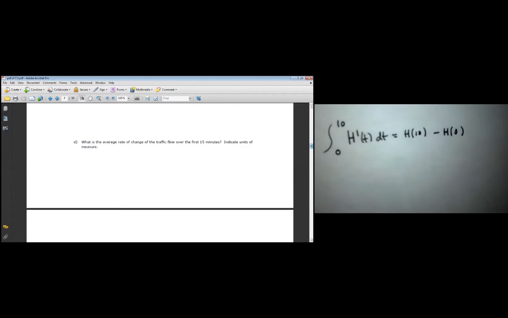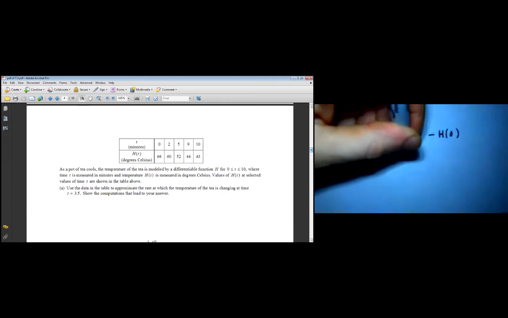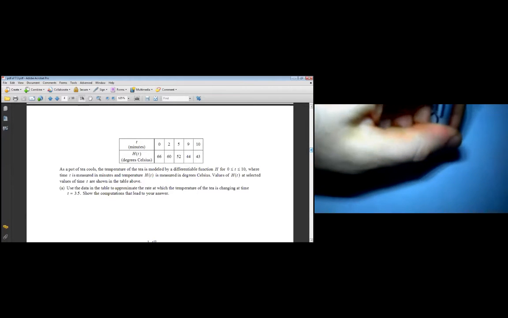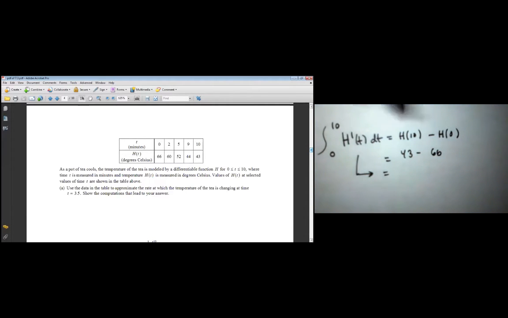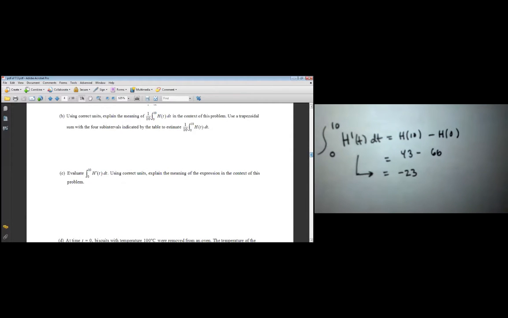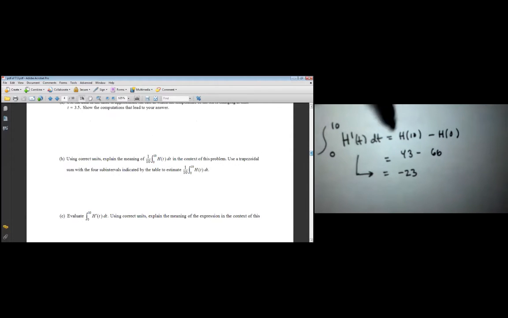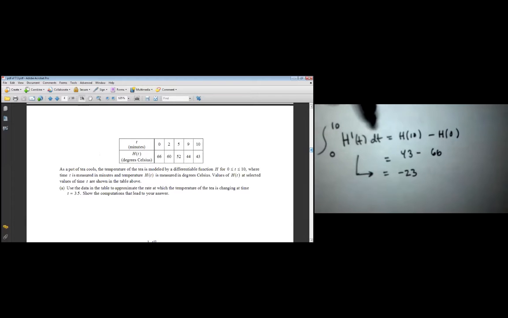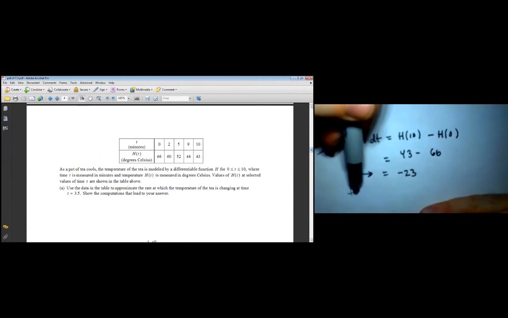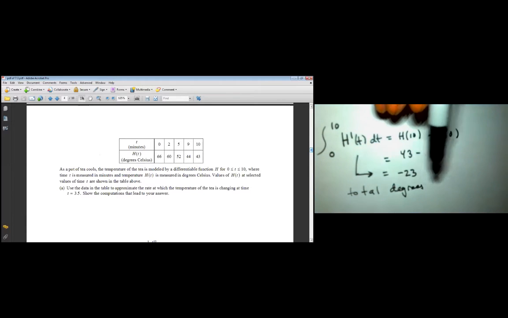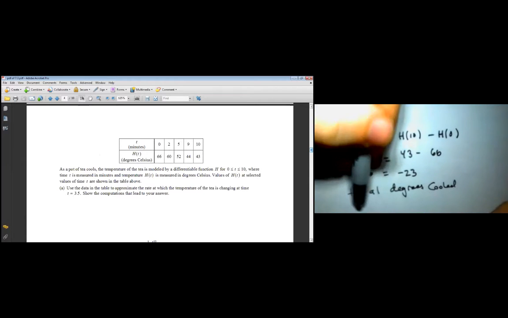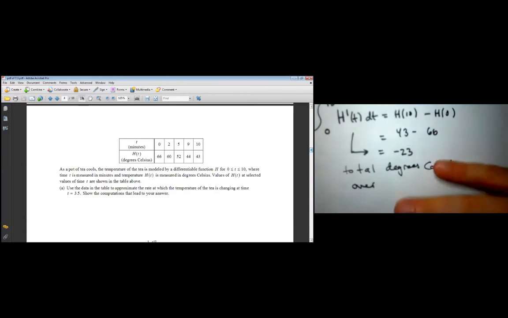What is that going to give me, guys? H of 10 is what? 23.43. And H of 0 is 66.6. So that integral is equal to what? -23? Yes. Okay. And what are we talking about here? We integrated H prime. So that's the total what? Total degrees cooled. Yeah, try to repeat the time interval. Total degrees cooled over 0 to t equals 10.